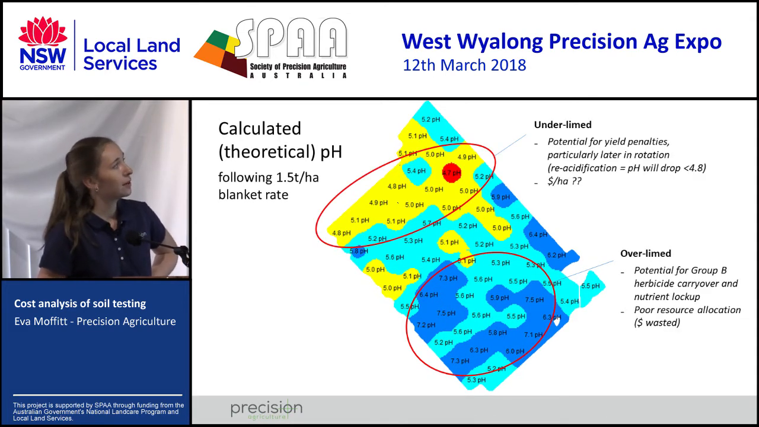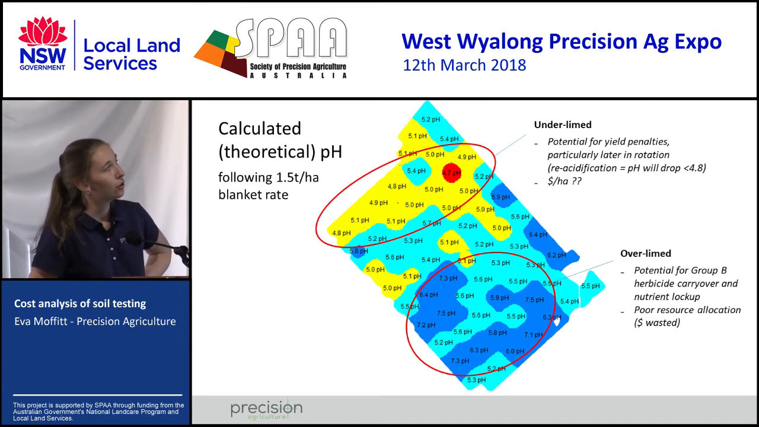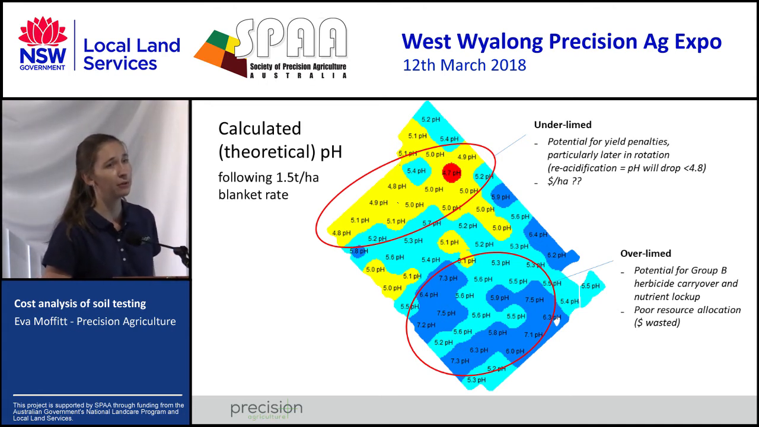And then our underlimed areas, so potential for yield penalties, particularly later in the rotation. So we've just limed that paddock and we think it's in pretty good condition, but actually we've got areas that have only just made it almost to 5 in calcium chloride. So as we go through the rotation and it reacidifies, then that's when we might see some yield penalties in that area.